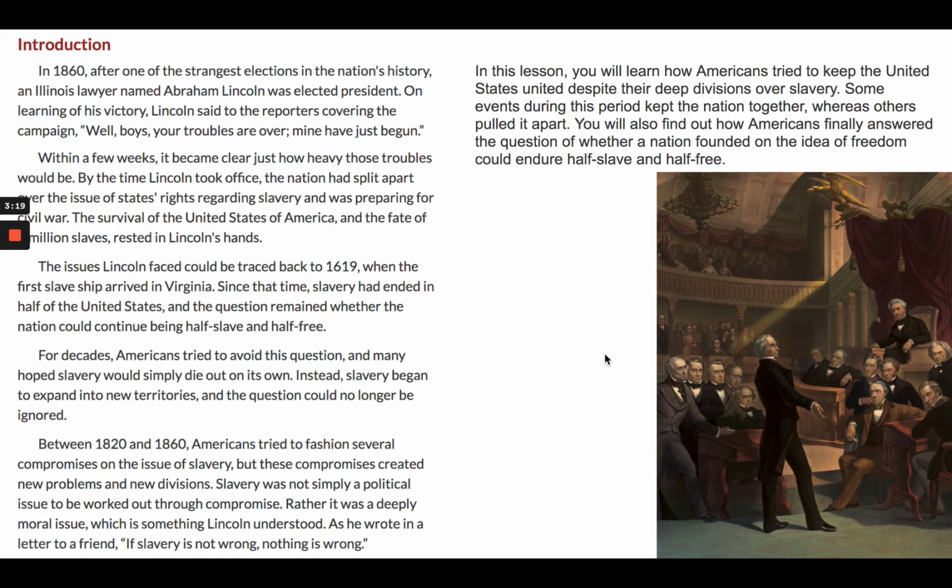In this lesson, you will learn how Americans tried to keep the United States united despite the deep divisions over slavery. Some events during this period kept the nation together, as we'll learn about some of these compromises, whereas others pulled it apart. You will also find out how Americans finally answered the question of whether a nation founded on the idea of freedom could exist half slave, half free. All right, let's continue on.